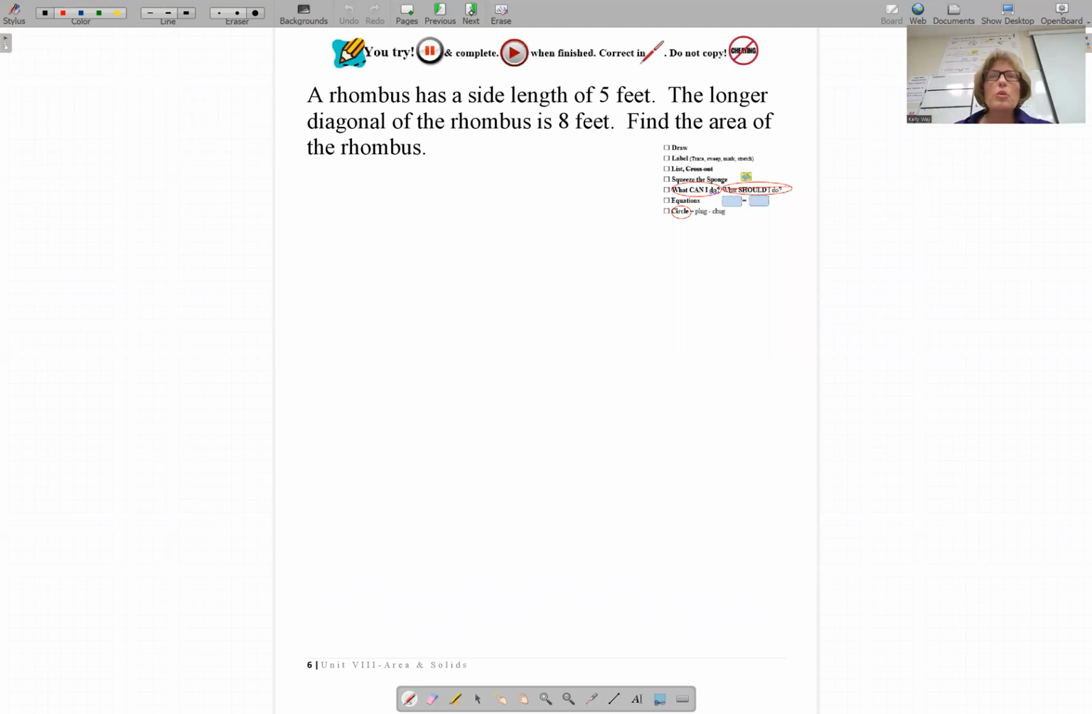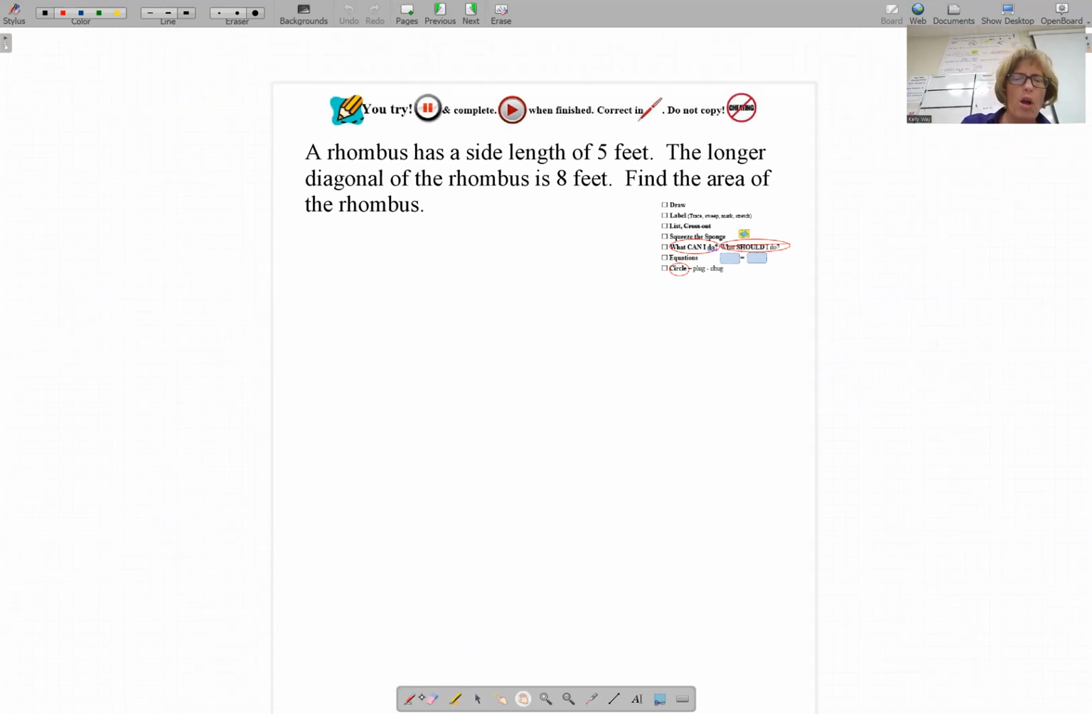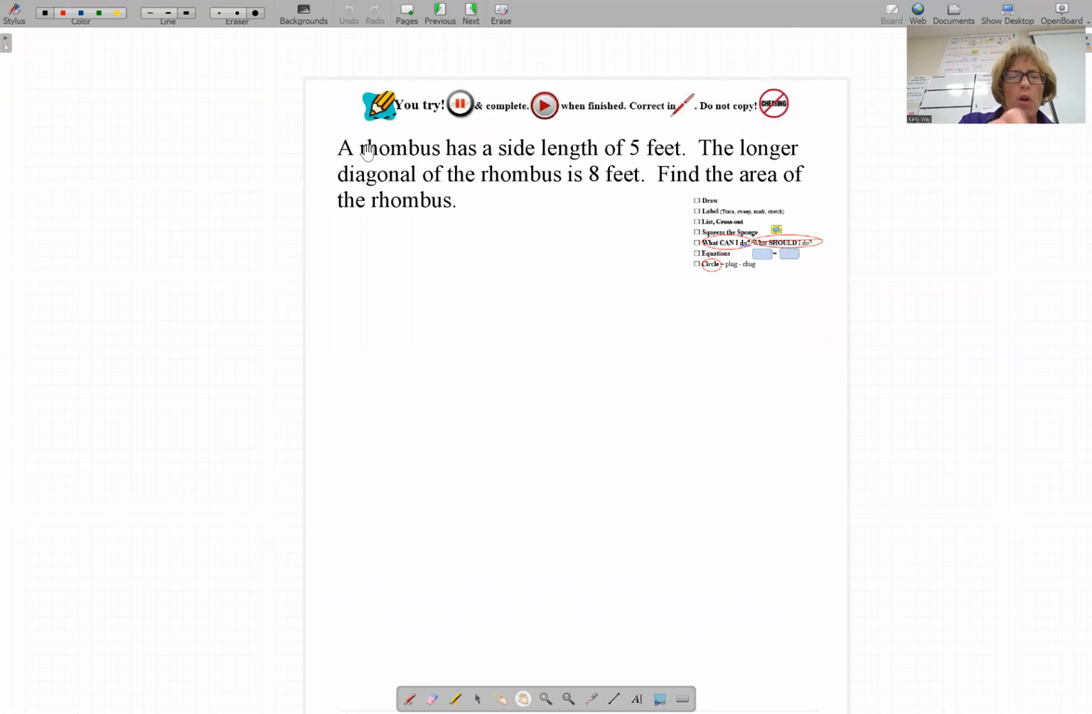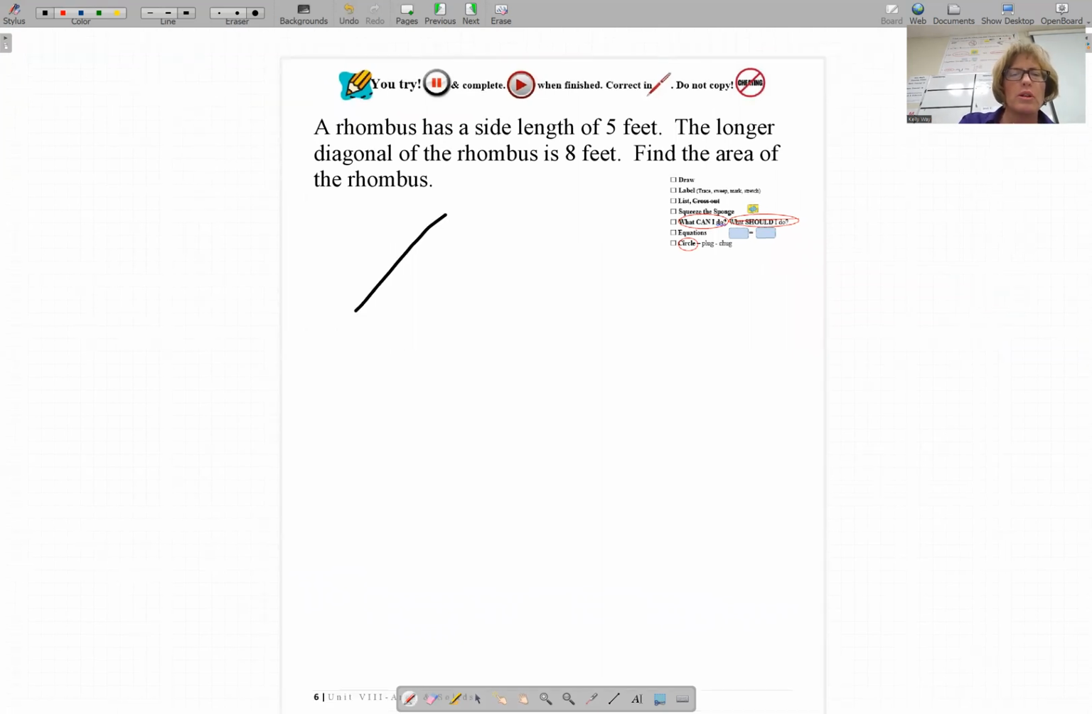Ready? You want to do this review problem on your own. Pause the video, then restart. Welcome back, students. You should have a red pen and you should be correcting here. It says that a rhombus, so step 1, we're drawing a rhombus. You should have drawn a rhombus. You can speed this up if you've done it. Rhombus has a side length of 5 feet, took care of that.